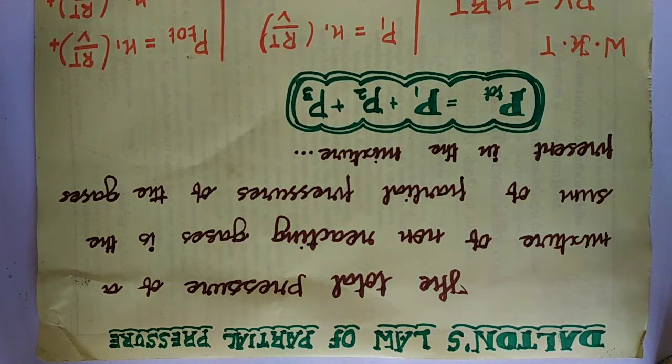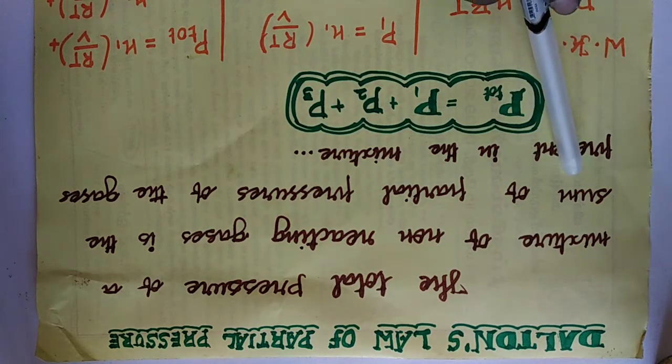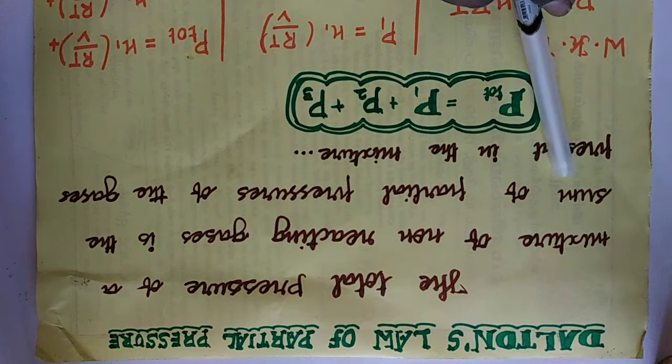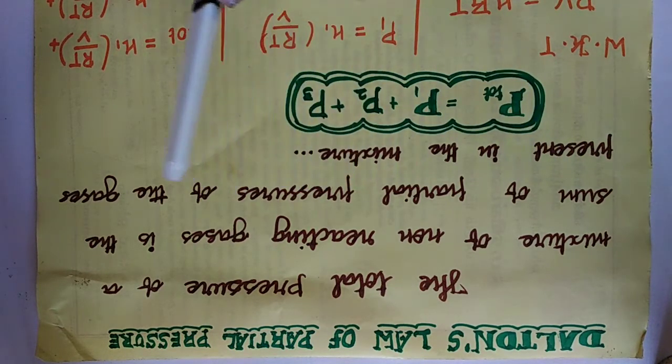So the total pressure of a mixture of non-reacting gases is the sum, the added values, of the partial pressures of the gases present in the mixture. Partial pressure is the pressure exerted by an individual gas when it is alone. The pressure each gas has when it is by itself is called partial pressure. This is given by Dalton, so it is called Dalton's law of partial pressure.